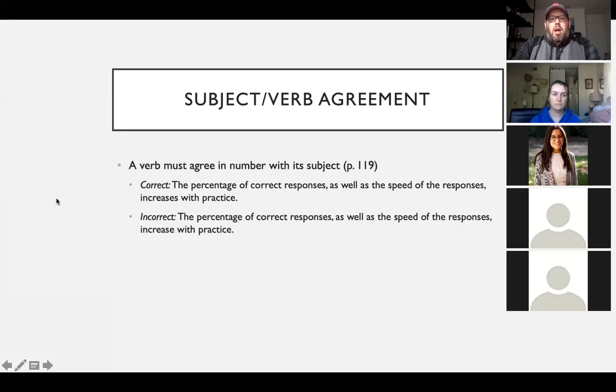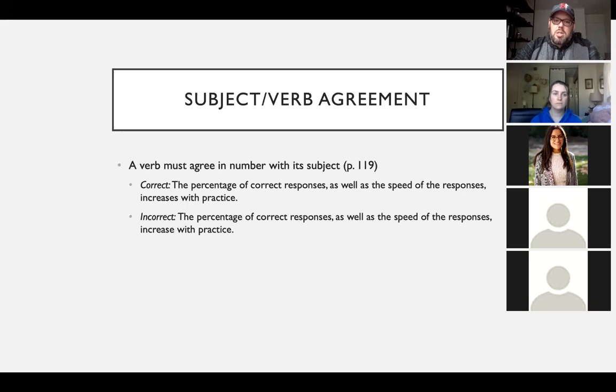The other piece that often arises as a regular thing that I see in students' writing, and APA also talks about this, is that you need to have subject-verb agreement, right? A verb must agree in number with its subject. And this is discussed on page 119 in the manual. So if we look at the first statement here as an example, "the percentage of correct responses as well as the speed of responses increases with practice."